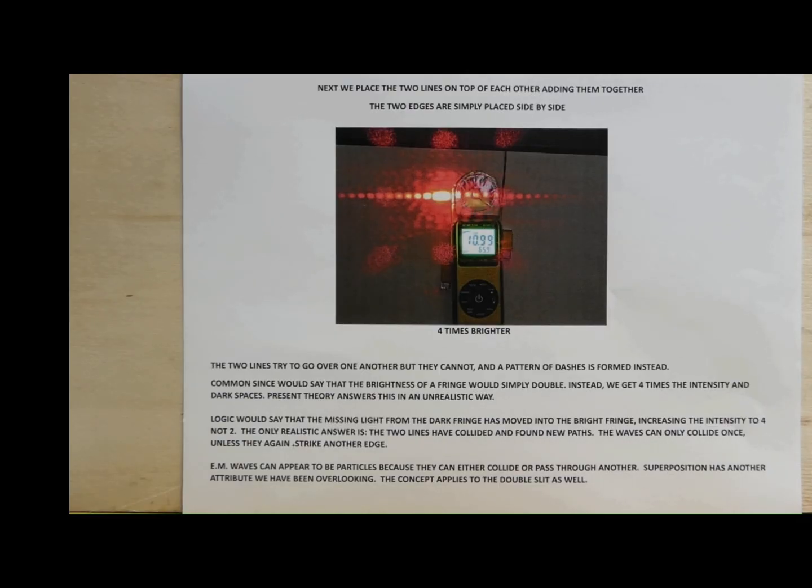The waves can only collide once unless they again strike another edge. EM waves can appear to be particles because they can either collide or pass through another. Superposition has another attribute we have been overlooking. The concept applies to the double slit as well.